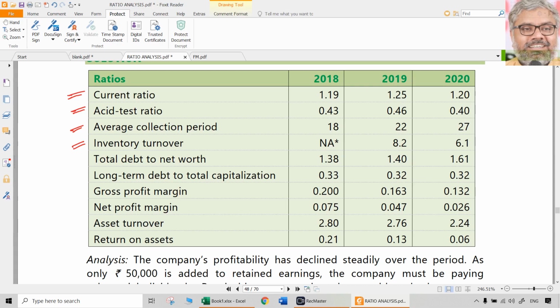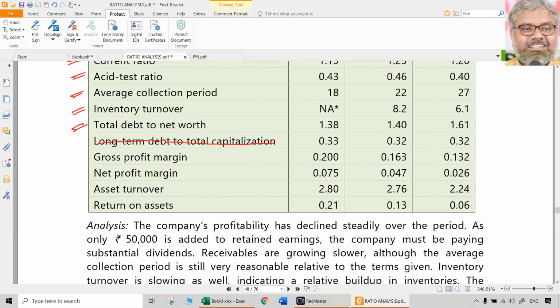you can even calculate total debt to net worth, debt to equity. This is the debt equity ratio. This is enough. This other one is not required; it doesn't especially have any different purpose than what you have already. One of them you can calculate. You don't need to calculate both of them. Debt equity ratio is enough.